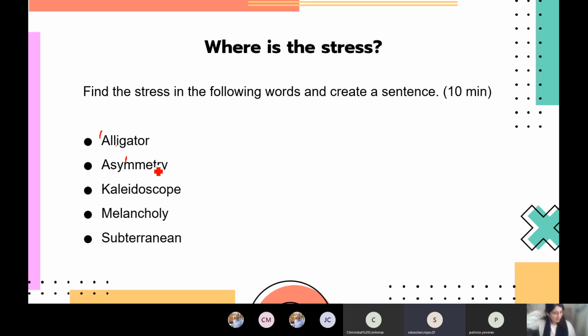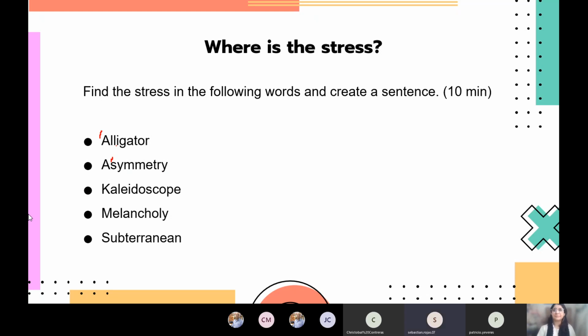Asymmetry. But you are placing the stress after the first syllable. So it is in the second syllable, because you're pronouncing a-SYM-metry, right? Yeah, there. Perfect. And what's your sentence?